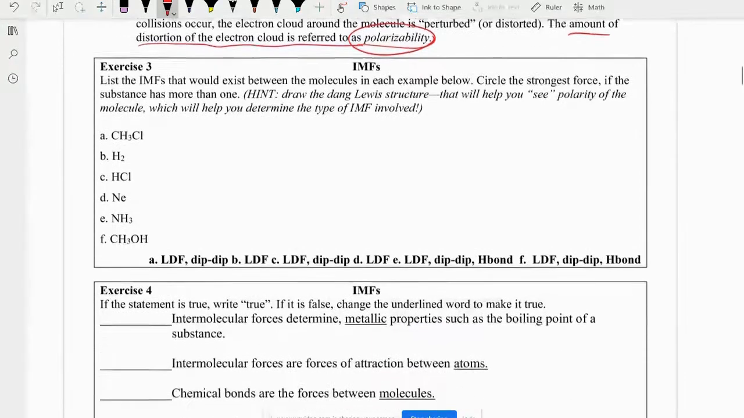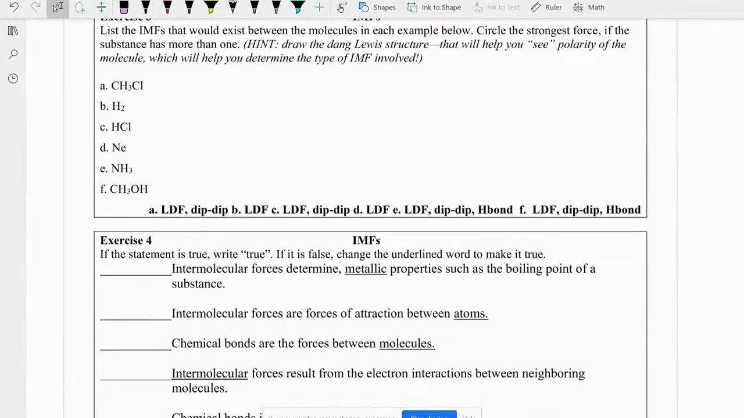So let's do exercise 3. It's asking us to list the IMFs that would exist between each molecule. Circle the strongest force if the substance has more than one. Hint, again, when in doubt, draw the Lewis dot structure. This will actually help you see polarity, which will help you determine IMFs. And so let's do a couple of these. I don't think we could spend a lot of time doing all of them. It would chew up a lot of time on this already long podcast.